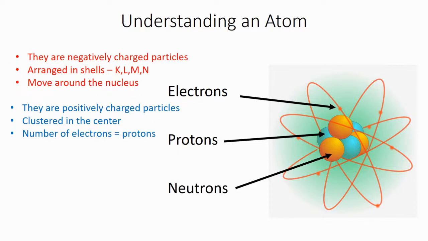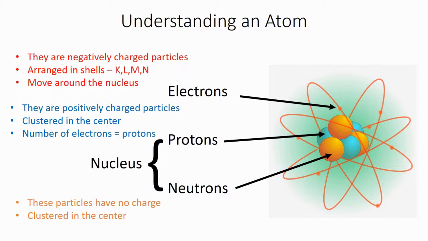Then we have the neutrons. They are particles with no charge and they are clustered in the center. Both protons and neutrons together make up the nucleus.